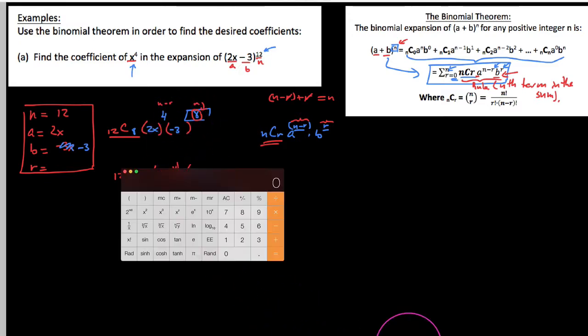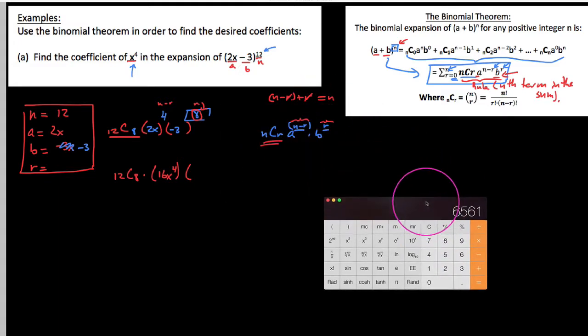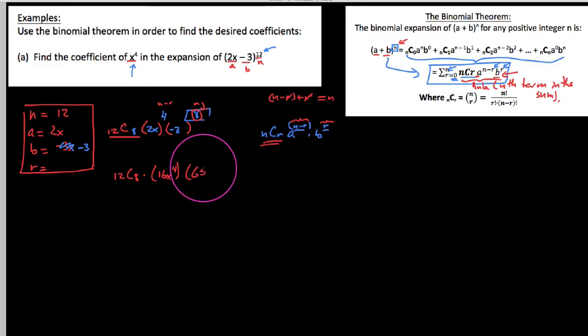Now, off the top of my head, I could probably get this. But we say negative 3, and we raise this to the 8th power. We should get a positive output, and 6561. Okay, so we say 6561. So you can see how this binomial expansion is going to have a monstrous coefficient, because we still haven't even done the 12 choose 8 yet.